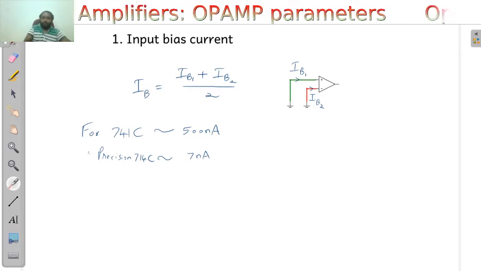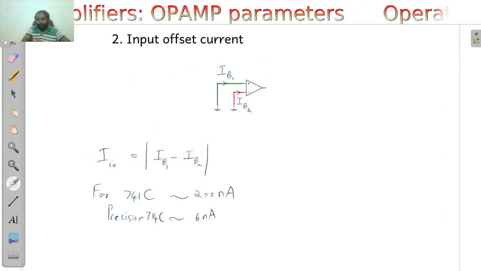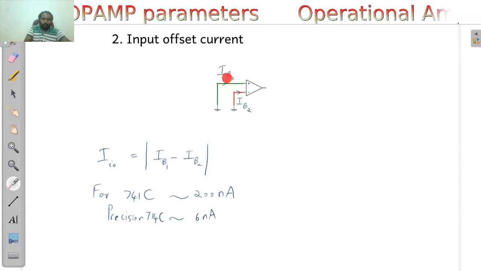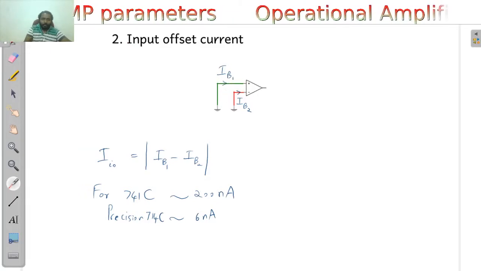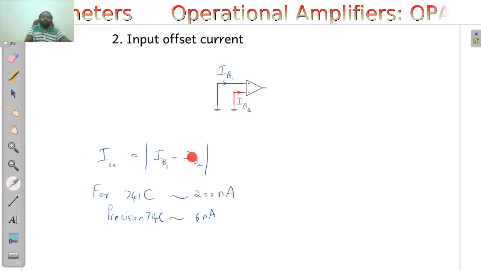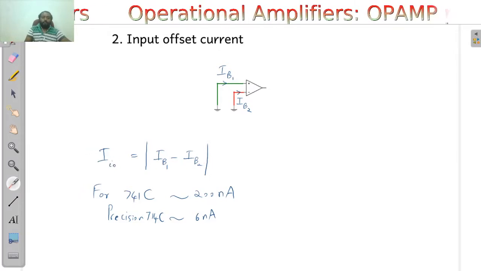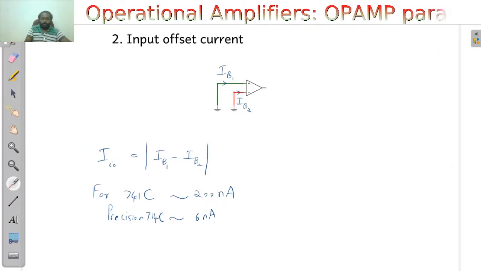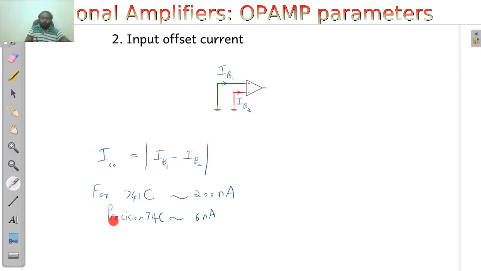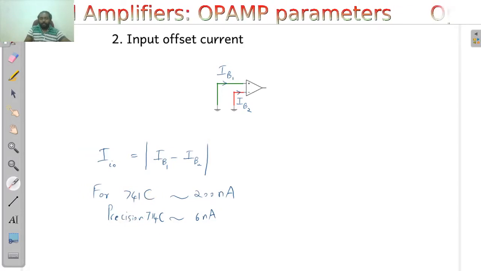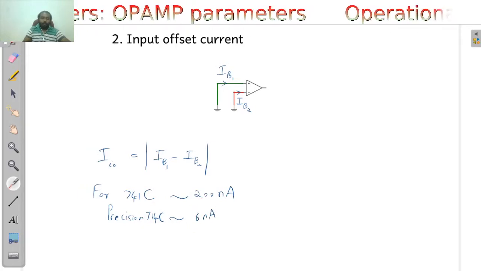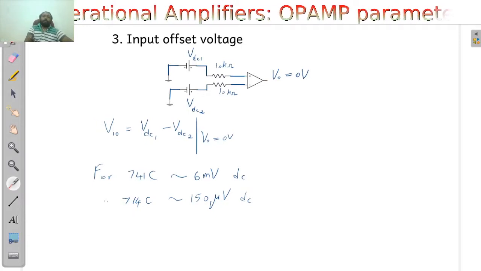The next one is input offset current. Input offset current is the difference between the input currents flowing into the non-inverting and inverting terminals. You can see the equation for that, and the parameter is around 200 nanoamperes for the 741 series, and for the precision operational amplifier it is around 6 nanoamperes. So you can see the scale of improvement in this.